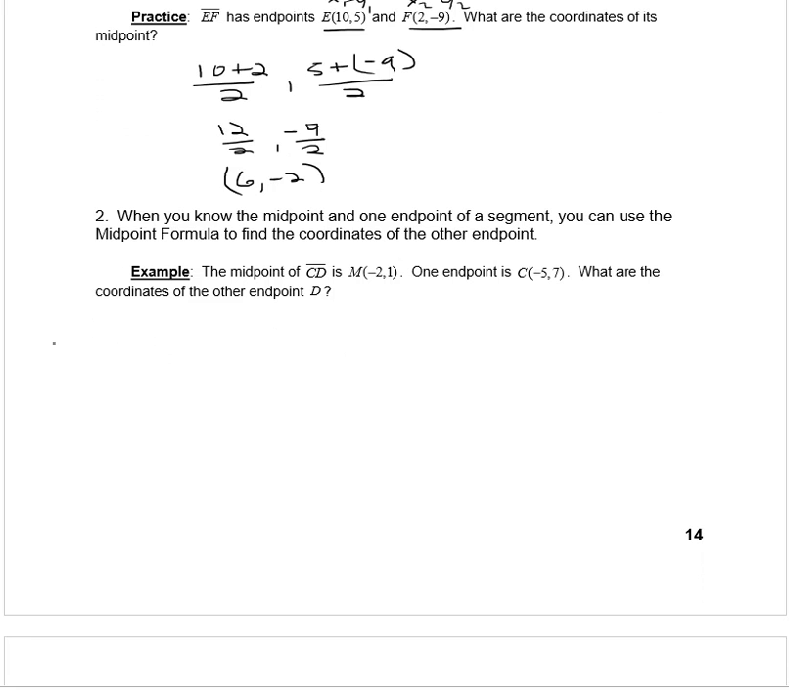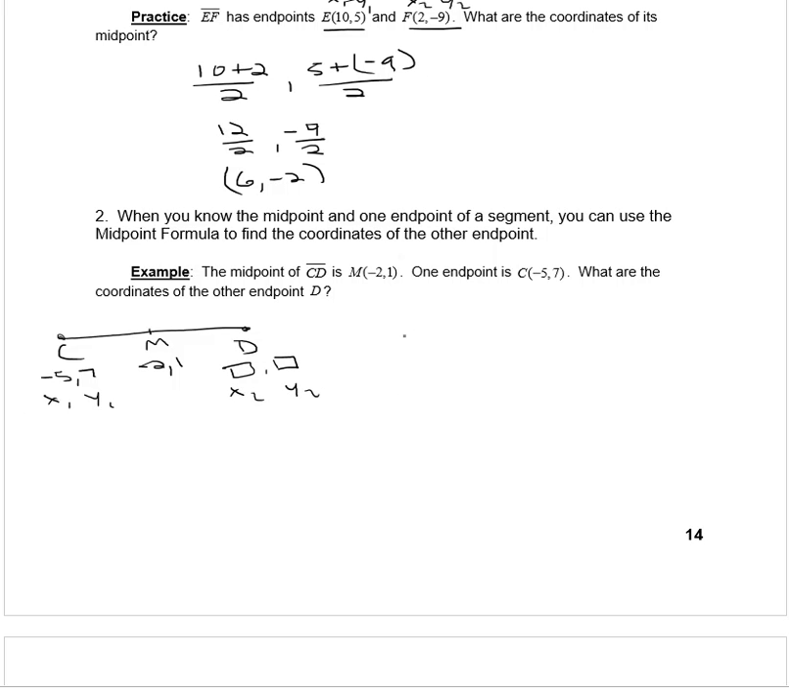So the first thing is, let's start out by drawing a picture. You don't need to draw a picture, but let's start out that way. So I got this line here, and this might be C, and over here might be D. And it says the midpoint, so I'll label this M right here. That's going to be negative 2 comma 1, and one endpoint C is negative 5 comma 7. Okay, and so they want to know x comma y. So I've got my x1 and my y1, and I need to know what my x2 and my y2 are.